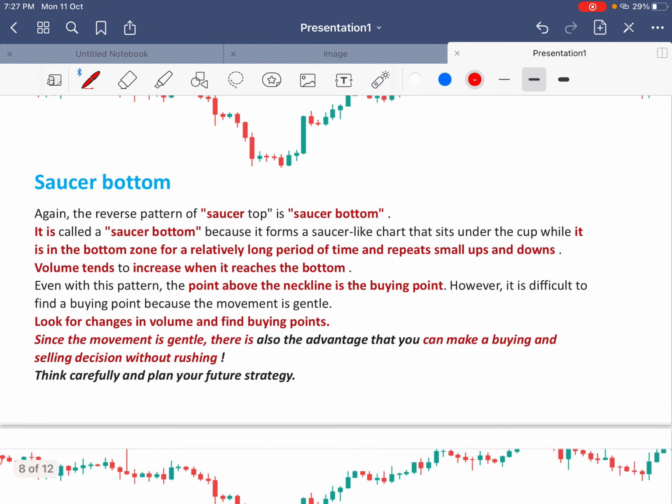Next is saucer bottom. In saucer bottom, as we discussed for the saucer top, the saucer bottom looks something like this.